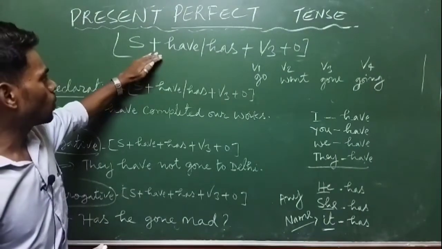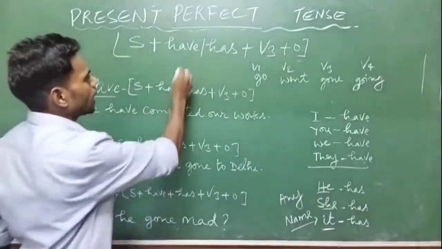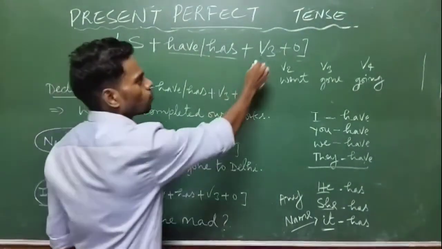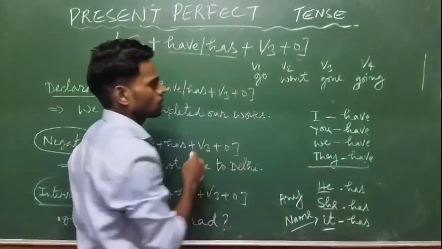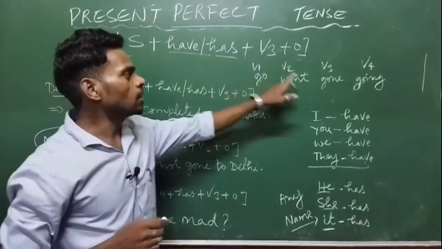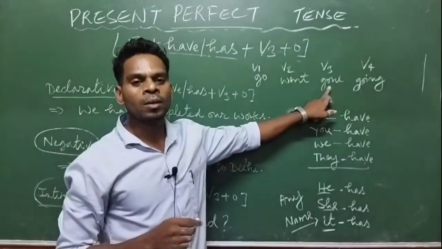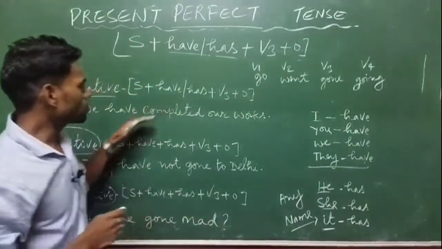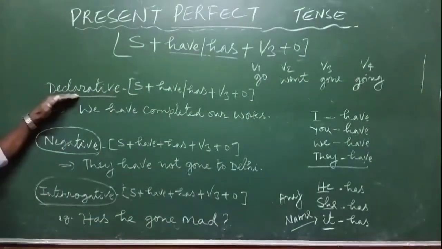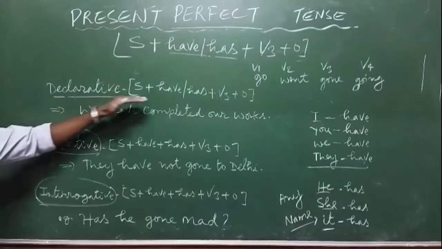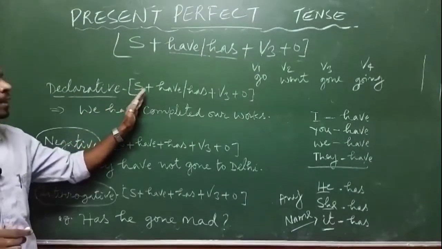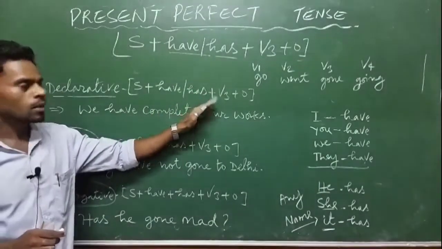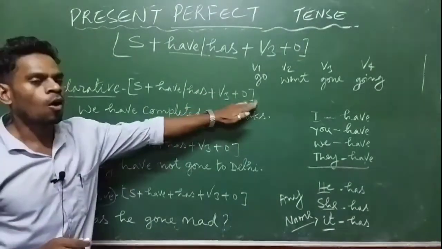So the structure will be subject, then helping verb have or has, then V3 and the object. V3 here means the third form of the verb will be there, and then the object. So here I have some examples. In a declarative sentence, the pattern will be subject, then helping verb either have or has, then V3, then object.